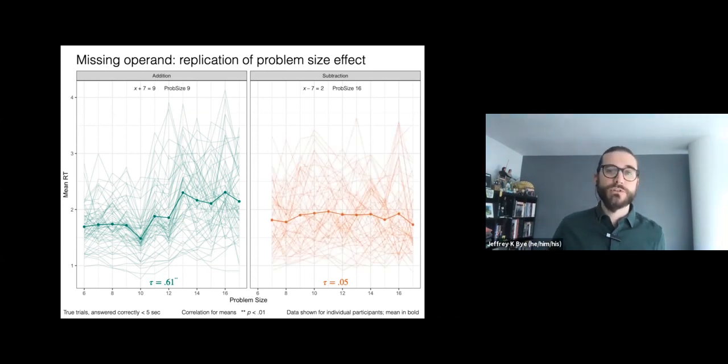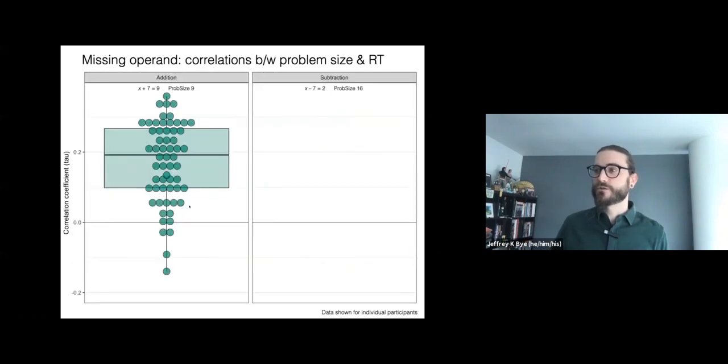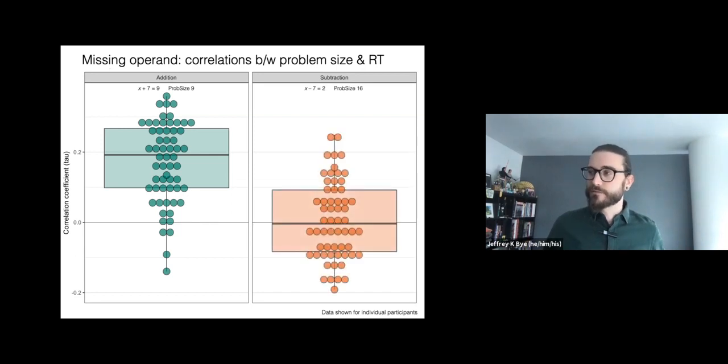And for the subtraction problems, we see no overall trend. There's no significant correlation here between problem size and RT, indicating something maybe more complicated or nuanced is going on. Again, if we take a look at individual participants' correlation coefficients, we see that most participants for addition missing operand problems have a positive problem size effect with a median around 0.2, although there's some variation. For the subtraction problems, the correlation coefficients are centered around 0, indicating that again there's no clear relationship, although again, individual differences.